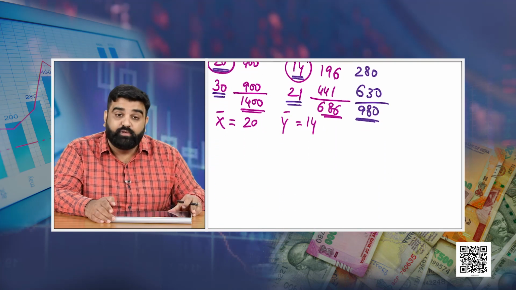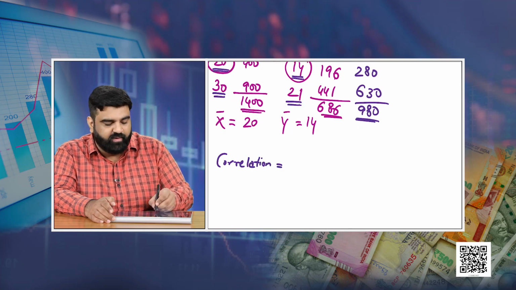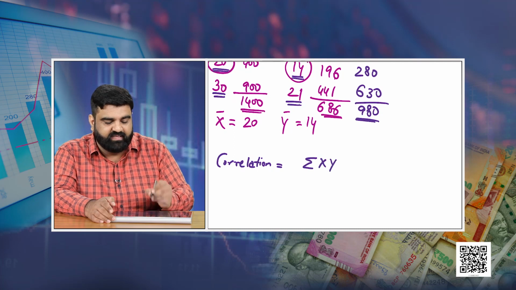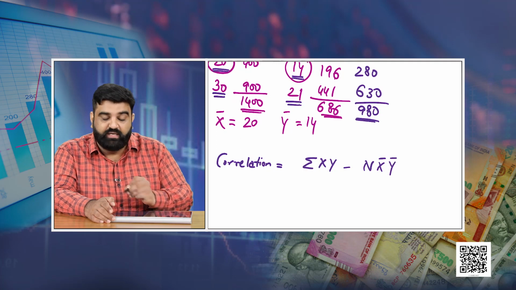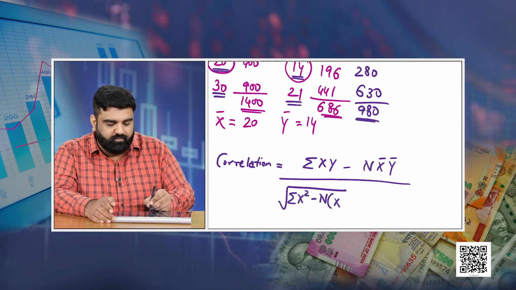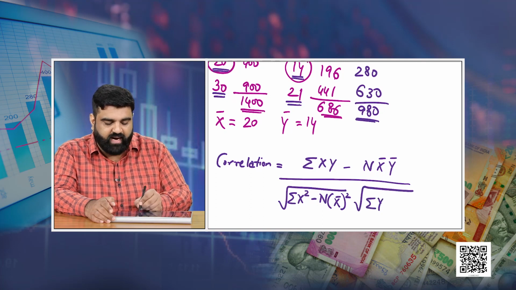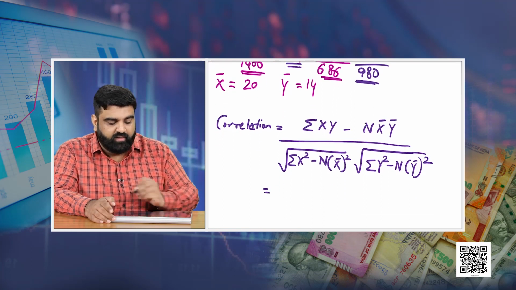Now, let us put these values into the formula. So, the correlation coefficient can be obtained by the formula sigma x into y minus n mean of x into mean of y upon square root of sigma x square minus n mean of x the whole square multiplied with sigma y square minus n the mean of y square. Now, let us put the values.